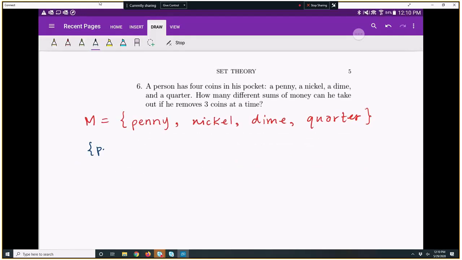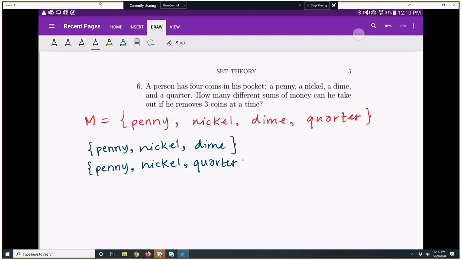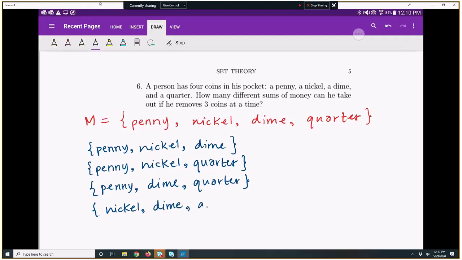We could have penny, nickel, and dime. Or he could pull out a penny, a nickel, and a quarter. Or he could pull out a penny, a dime, and a quarter. Or he could pull out a nickel, a dime, and a quarter. And it doesn't matter which order he pulls these out in because we were simply asked about the different sums of money.